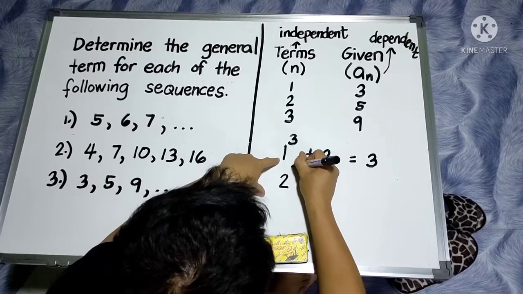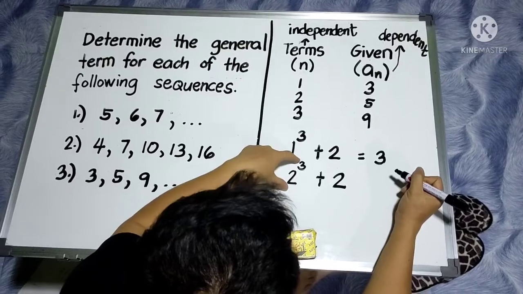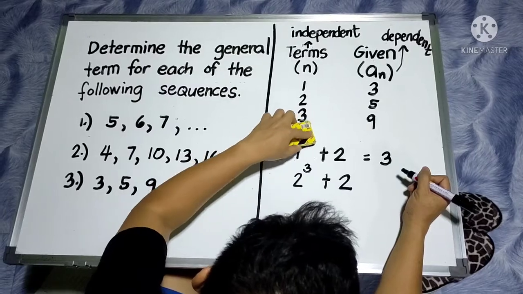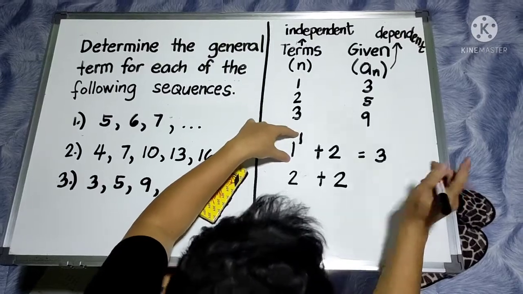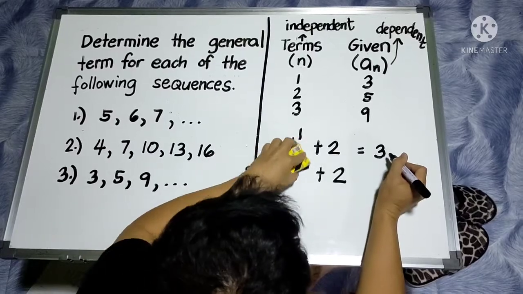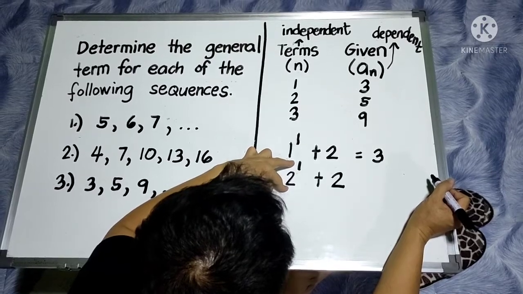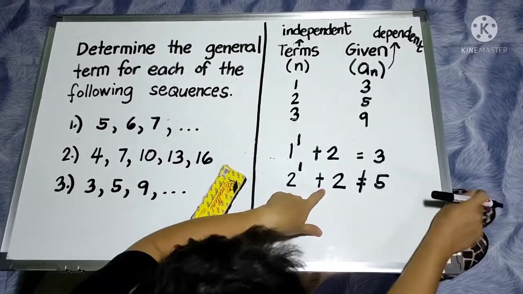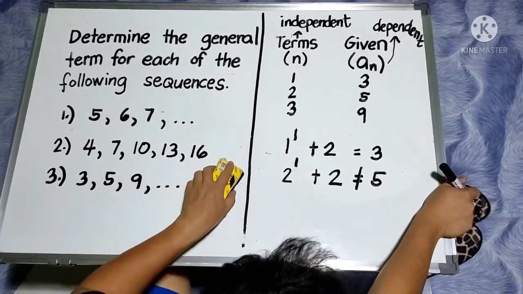2 to the exponent of 3 plus 2. 2 to the exponent of 3 is 8. Therefore, it's not the number that we're looking for. How about if we start here with 1? 1 to the exponent of 1 is 1. Plus 2 is 3. Then, 2 to the exponent of 1 is 2. Plus 2 is not equal to 5. Therefore, this is not what we're looking for.